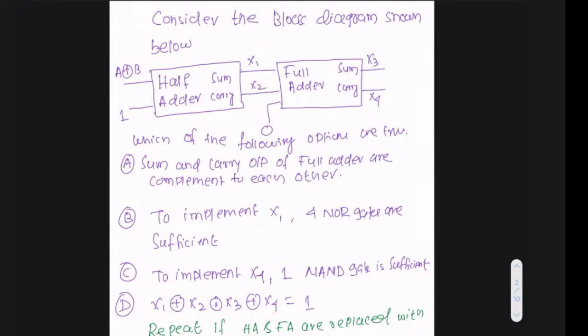Let us try to answer it. At the end, I have written: repeat if half adder and full adder are replaced with half subtractor and full subtractor. That means if I replace this with half subtractor and this with full subtractor, then you have to repeat this. That is what we'll see. Let's get started. Anyone? What are the options which are correct in this case?